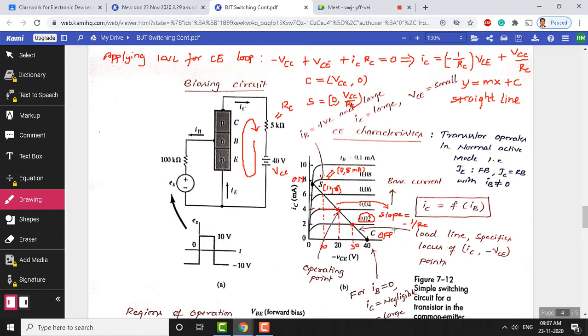Off switch means very high resistance, the device offers very high resistance. On switch, the device offers very low resistance here. So based on that, the current will result. Very low resistance across the device means the output current is maximum. And now this complete drop across the device gets shifted to the outside, across the 5 kilo ohm resistor.